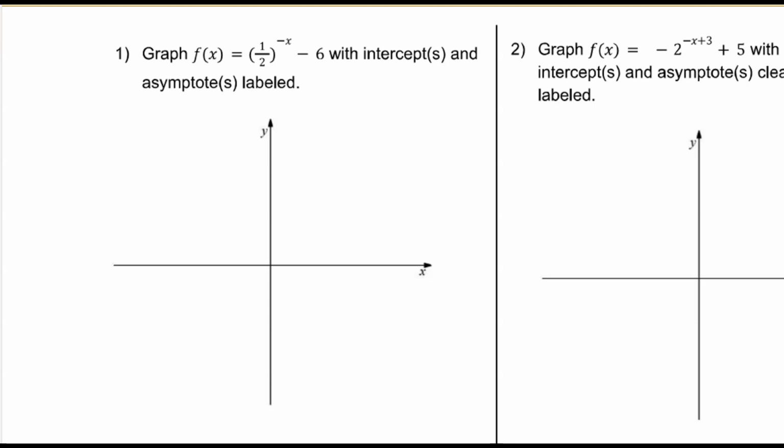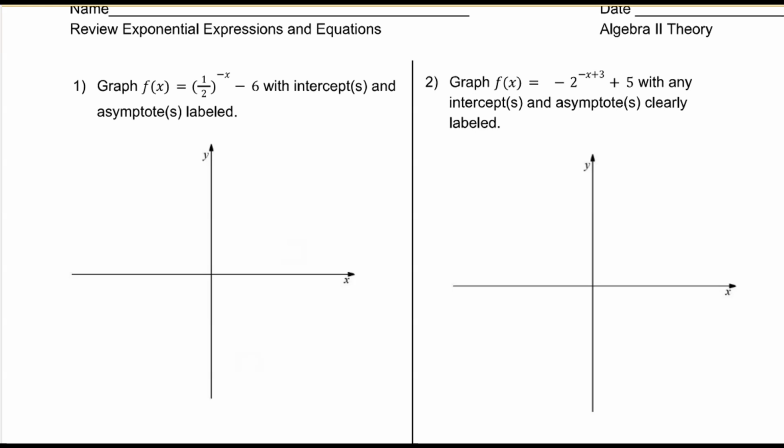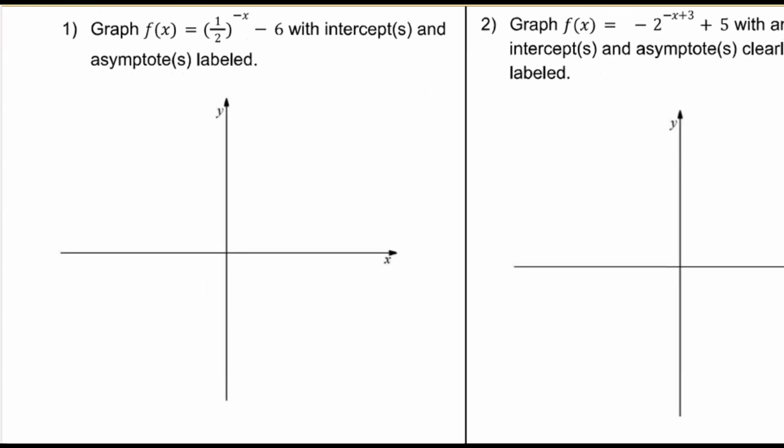All right, in this video, I'm going to go through the review for the exponential expressions and equations unit. So for this first one, I want to graph f of x, which is (1/2)^(-x) - 6, which is some sort of exponential decay function that has two transformations attached to it, right? That minus x and then figuring out what that minus 6 does.